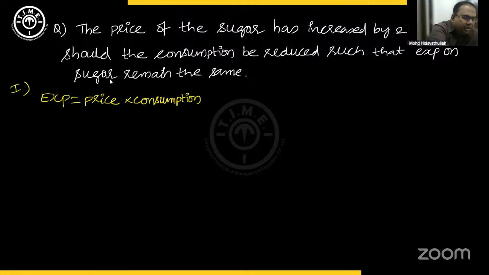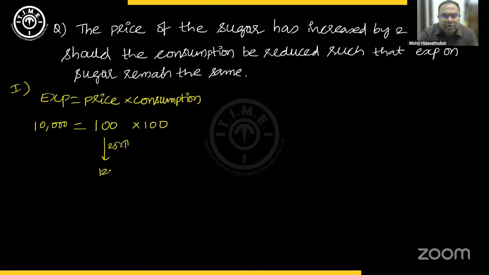Now, the basic method would be correct. I will take price as 100, consumption as 100. You can take any number, X and Y also you can take. Expenditure will become 10,000. Price 25% increase, so obviously this will become 125.